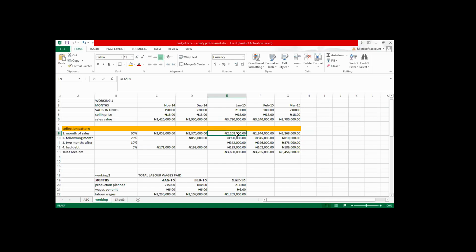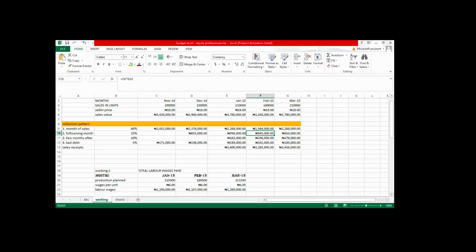A month later, you are going to collect 25%. That means the January sales, a month later, will take us to February. For our January sales, how much? 945,000. Look at it under February.